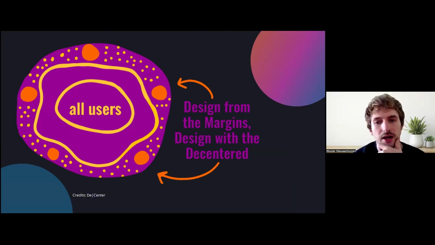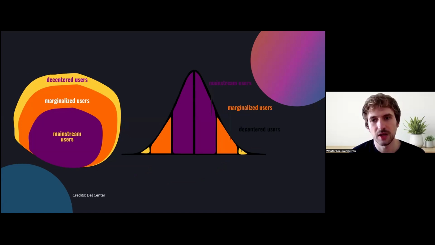And this is actually a method developed by Afsana Rigot, scholar in the US, who founded the D Center. And what they're saying is, most of the time when technology is designed, it's designed for the mainstream users. So we can see here the normal distribution. So tech companies or developers, they think about what is the main group of users that we're designing for. And then we also have maybe some marginalized users, and we have decentered users. And what they're saying is we should really put those decentered users at the center.